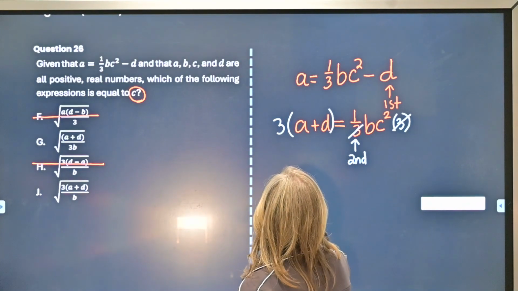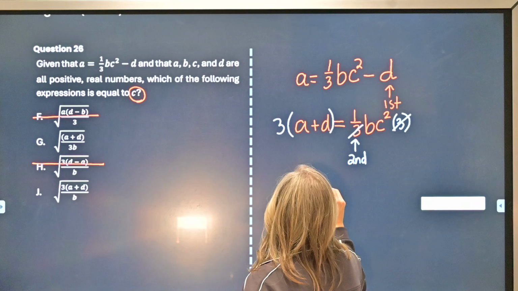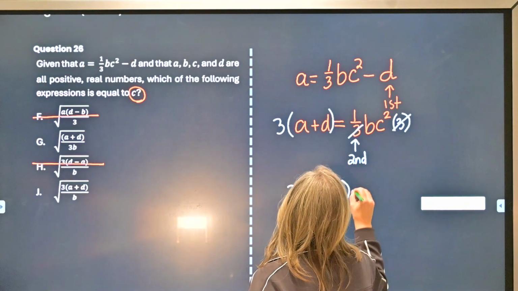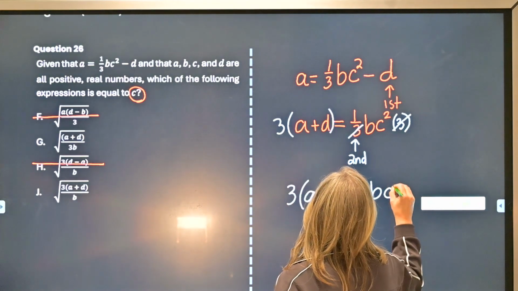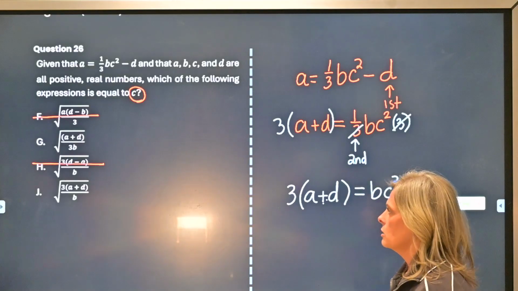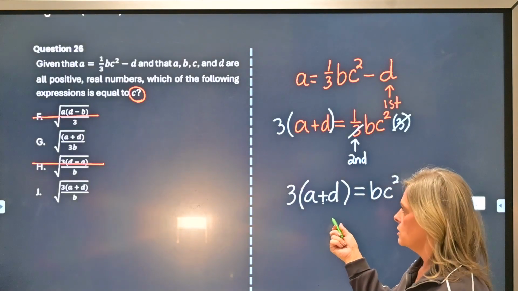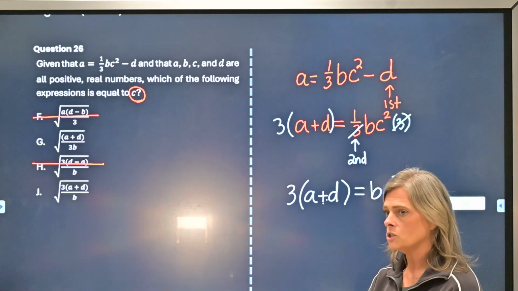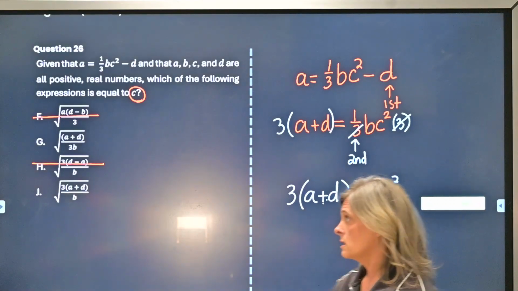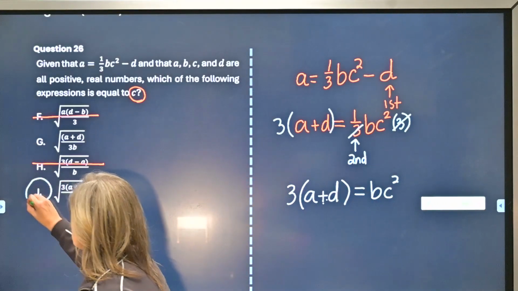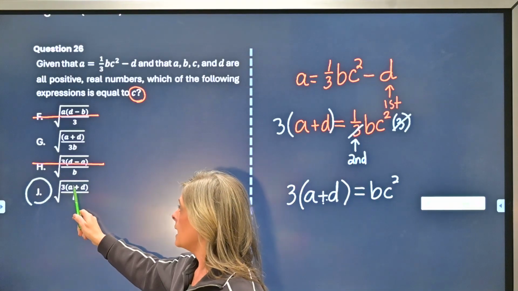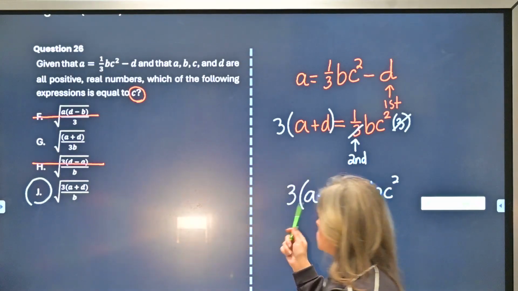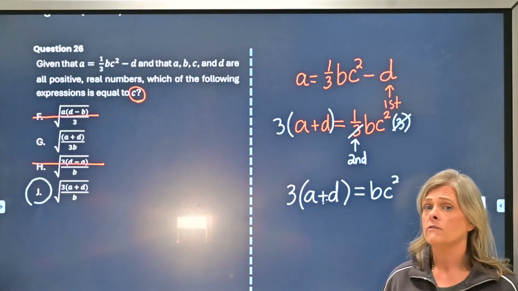So I'm gonna rewrite it. So 3 times A plus D equals BC squared. Can you look at your last two answers? Does this get you to the answer that's correct between the two that are left over? It does, doesn't it? Actually, it's right here. Okay, you've got 3 times A plus D, which is what you have right here. So you don't even have to finish this out.